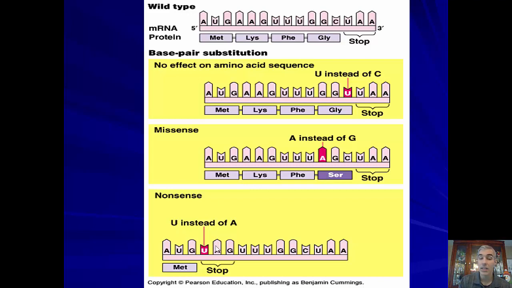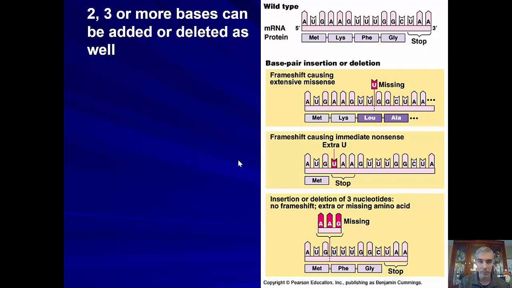The last is a nonsense, and you can see here you change that second codon to a stop codon. Instead of AAG, it's UAG. It stopped, and the whole thing's cut off, and you don't get a functional protein then.